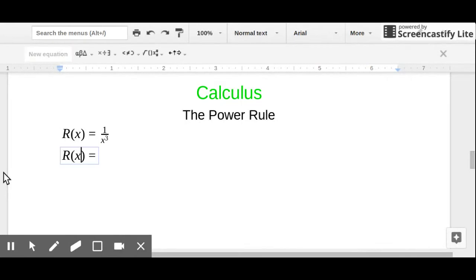First thing we're going to need to do, though, before we find r prime of x, is rewrite this to get it into a form so that we can use the power rule. That means we're going to take this x cubed up into the numerator, and that's going to make it x raised to the negative 3. See that? Our exponent is positive down here in the denominator, but when we raise it to the numerator, it becomes negative. Now it's in a form where we can take the derivative.